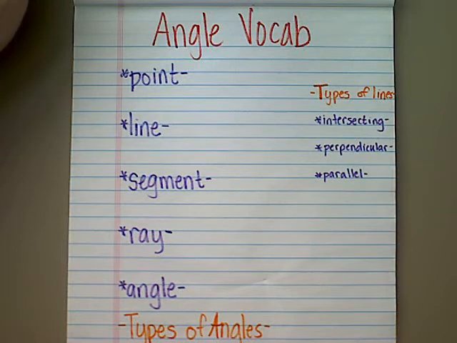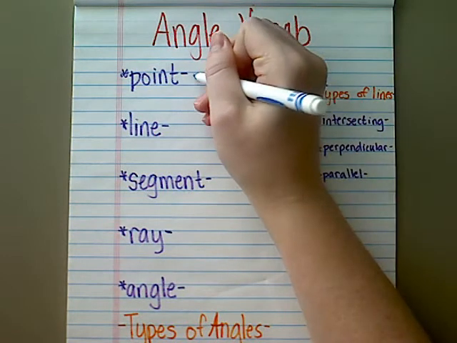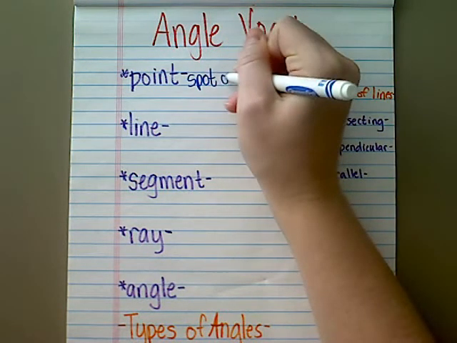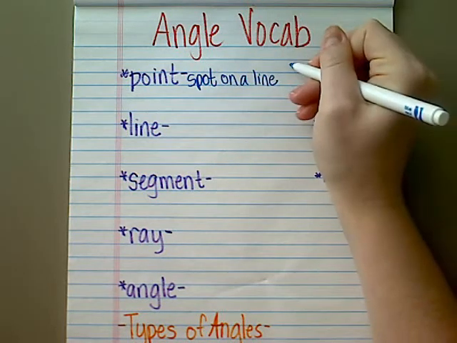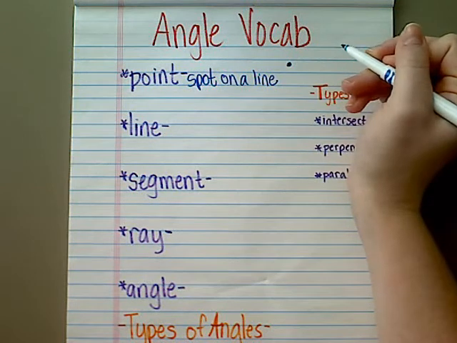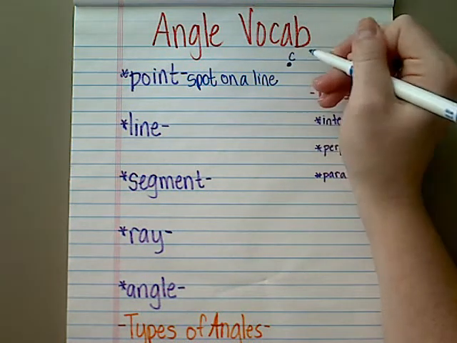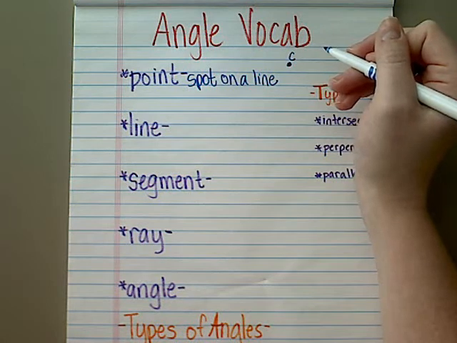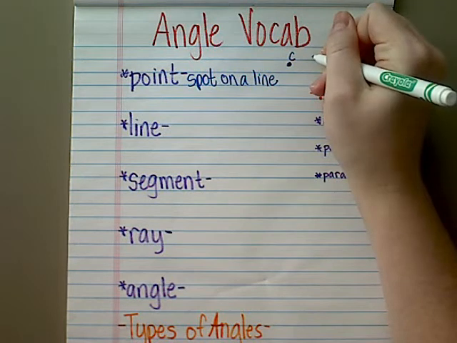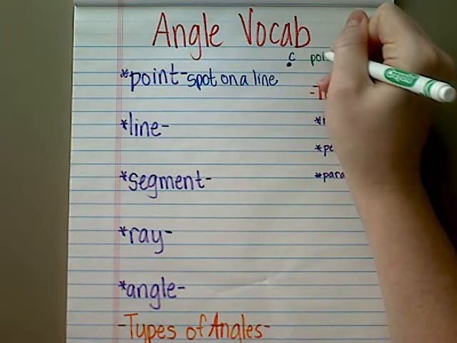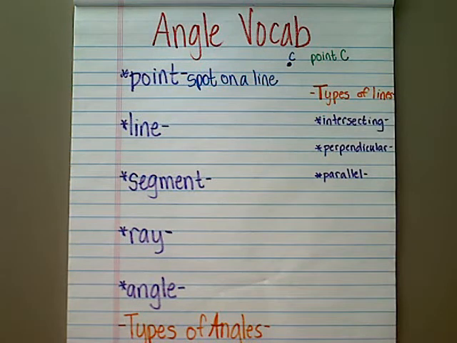We are going to go over angle vocabulary. A point is a spot on a line. It doesn't have a particular size or shape. We most often recognize it as a dot, and it has a capital letter there to label it. If we were to write it down somewhere as an answer, we would call it point and then label with that same capital letter. This time it is point C.